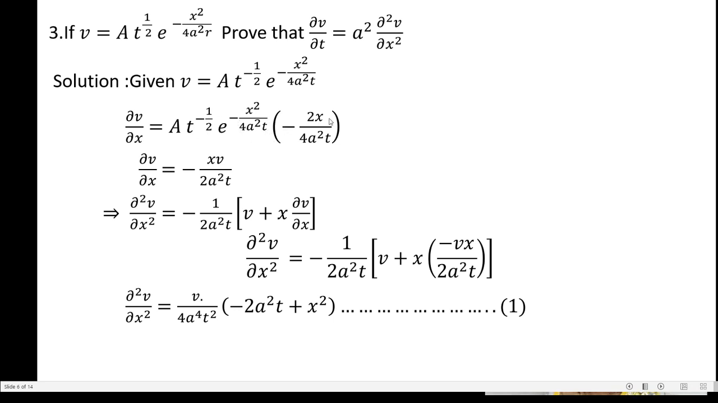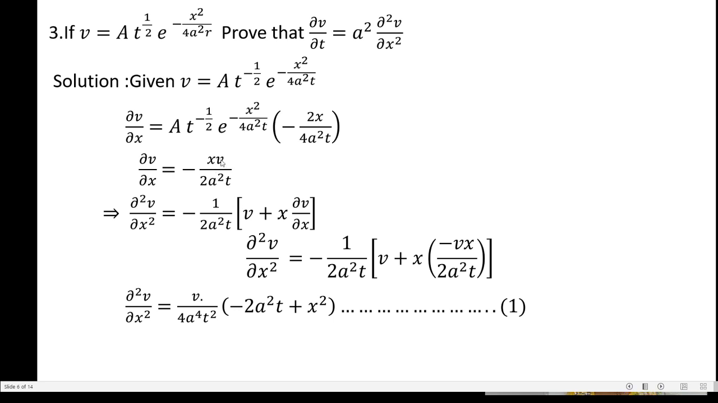Therefore, minus 2x, the 2 and 2 make 4 and get cancelled. So we have x into v divided by 2a square into t. Next, again differentiate this term with respect to x. What we have, del square v by del x square is equal to minus 1 by 2a square into t into first function into differentiation of second function.